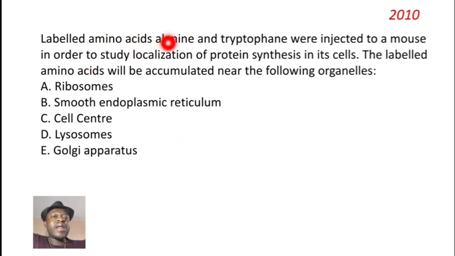Labeled amino acids alanine and tryptophan were injected into a mouse in order to study localization of protein synthesis in its cells. The labeled amino acids will accumulate near the following organelles. Protein synthesis. Where? Of course, in ribosomes, right? If there are no ribosomes, you put what? Rough endoplasmic reticulum. I don't know this one. Maybe it's the fourth question. I just want you to understand so that if you see this question again, you must not miss. It's ribosomes.